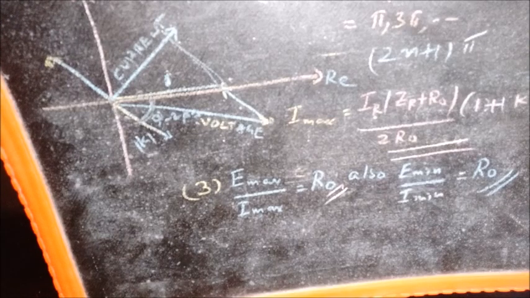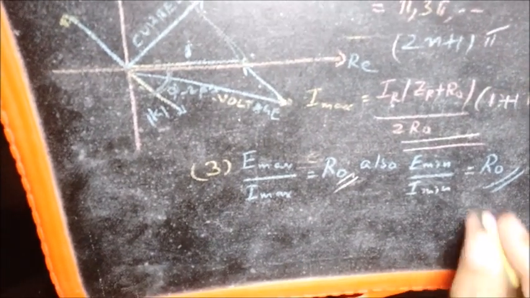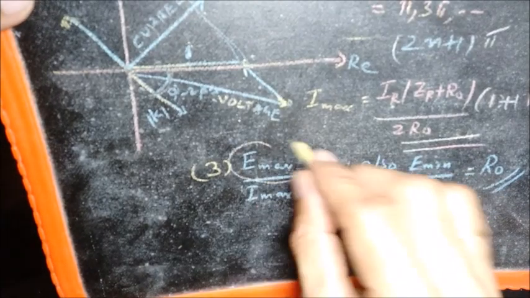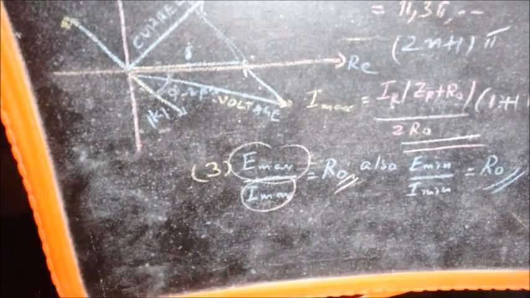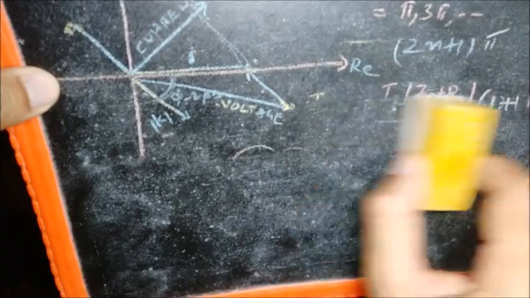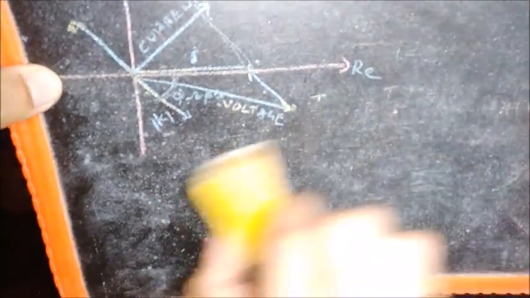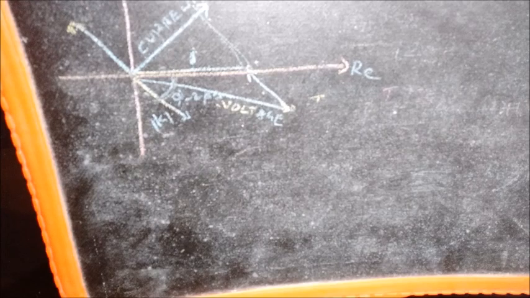It's just additional information: if by some means you are able to measure Emax as well as Imax on the transmission line, or you are able to measure E min and I min, it is possible to find out the characteristic impedance of that particular transmission line. Now, moving on. The first observation was regarding Emax, the second was regarding Imax, and the third one was a derivative of that, in the sense Emax by Imax gives R naught, and also E min by I min gives R naught.